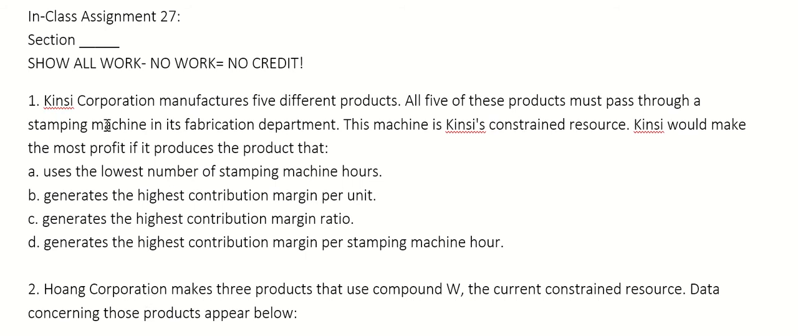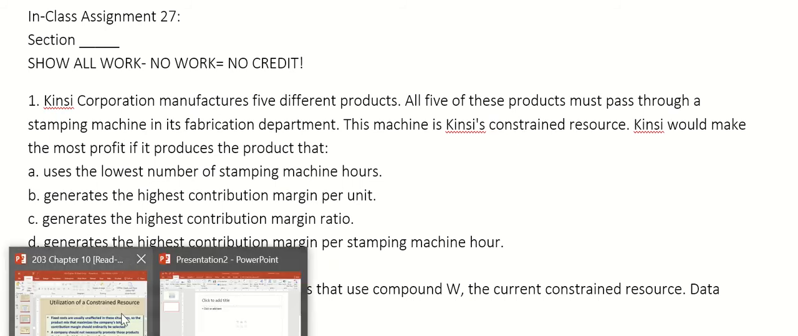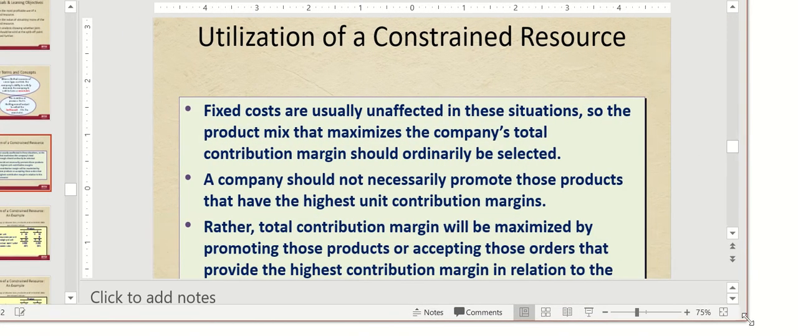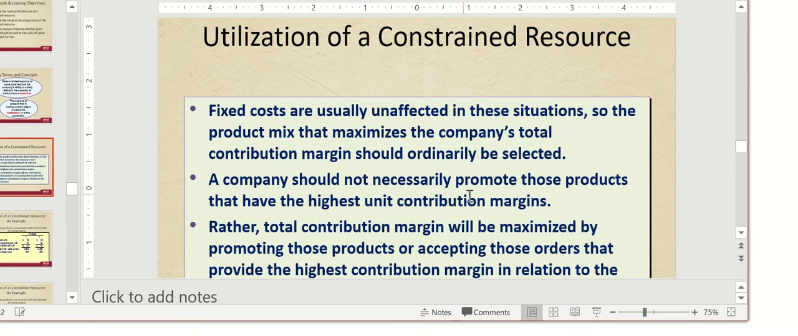Kinsey Corporation manufactures 5 different products. All 5 of these products must pass through a stamping machine in its fabrication department. This machine is Kinsey's constrained resource, so it's stopping them from getting what they want, to produce more goods. Kinsey would make the most profit if it produces the product that... from your reading, it said whenever you have a constrained resource, the company should not necessarily promote the products that have the highest unit contribution margin.